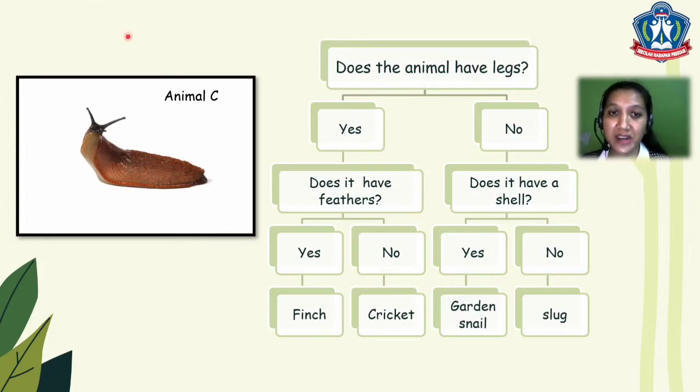So now let's find out for the animal C. Does the animal have legs? No. Does it have a shell? No. So what is it? Right, it is a slug. Good job, friends.